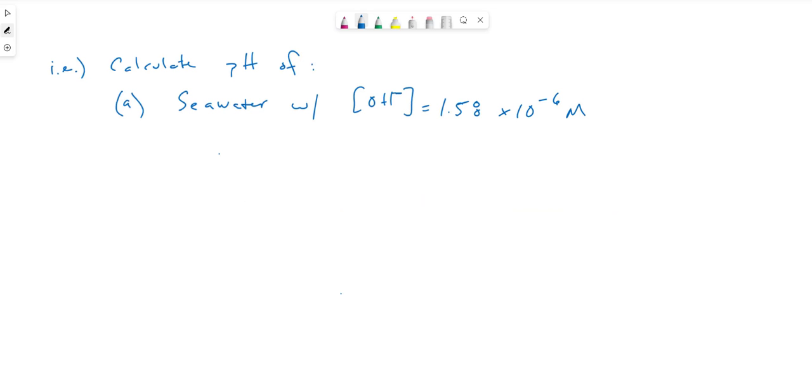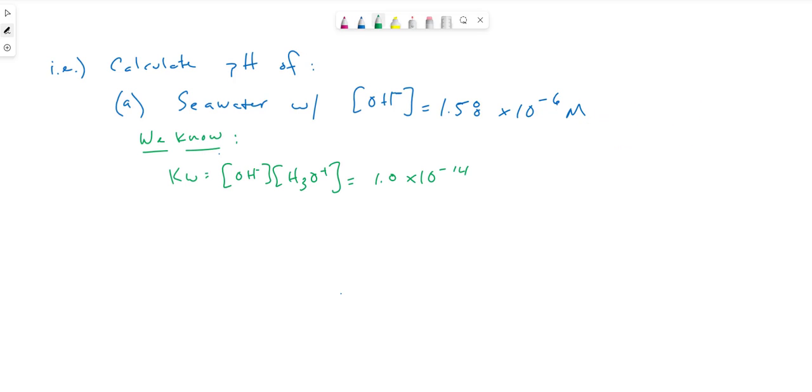So let's spend a little bit of time focusing on the mechanics of these conversions. If you feel good about them, then you can skip this. But let's calculate the pH of seawater in this first example that has a hydroxide ion concentration of 1.58 times 10 to the minus 6. So pause the video, see what you don't know, and see if you can take a stab at it.